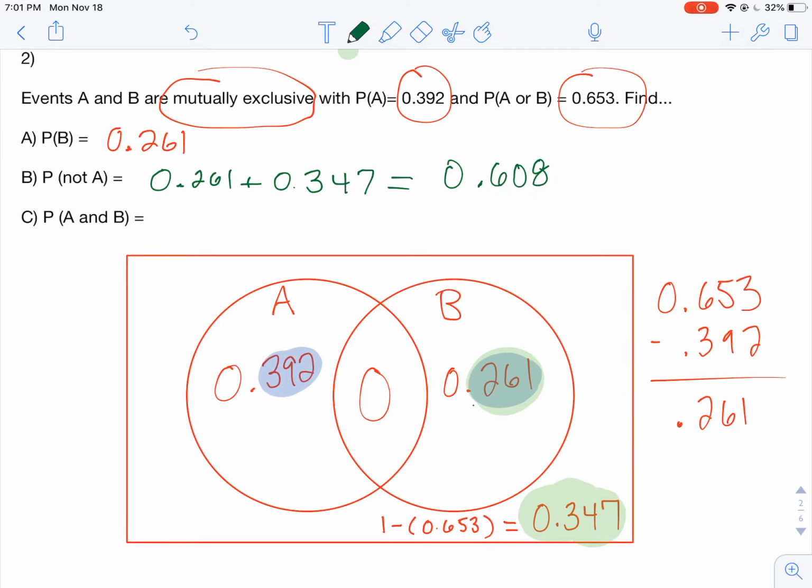Now for the last part here, the probability of A and B happening. Well, since they're mutually exclusive, they can't happen at the same time, so the answer is going to be 0. All right, so I figured I'd walk you through this one. I know a few people had questions on it. Here it is. Hopefully this helps.